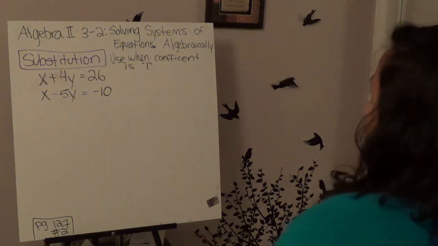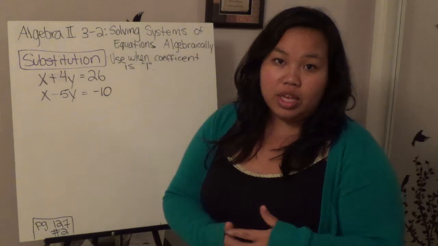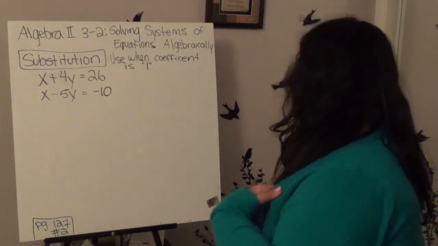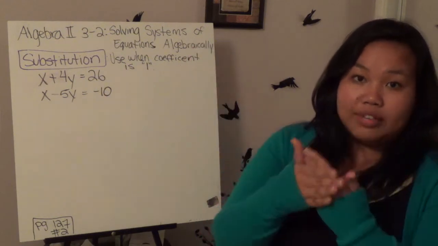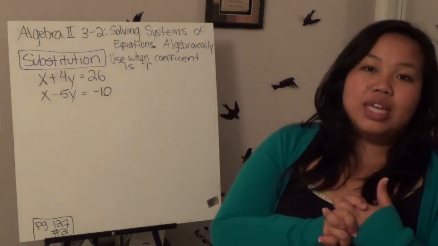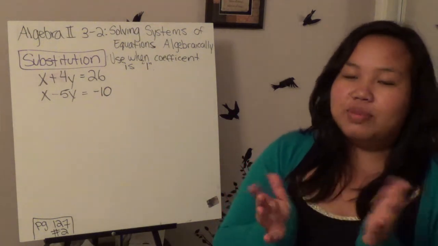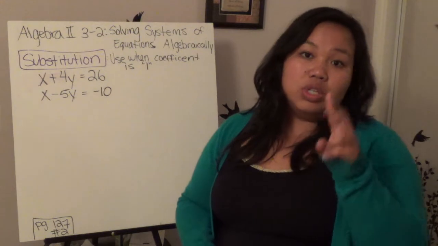In Algebra 2, Section 3.2, we're dealing with solving systems of equations algebraically. Last section you dealt with solving equations using graphs and how the graphs intersect. Now we can do it without using graphs, which might make some of you excited because you're not too fond of graphs, but it's okay. There are two different methods we're going to use, substitution and elimination.